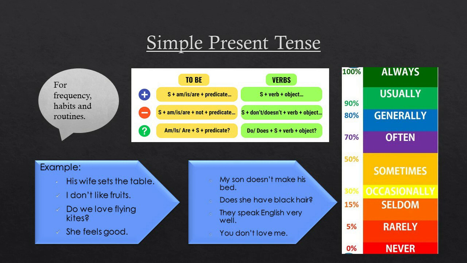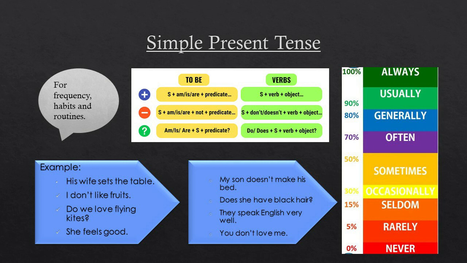Also, we have here examples for negative statements. You remember that when we are talking about negative statements for simple present, we use doesn't or don't, right? When we use doesn't, the auxiliary verb does is for he, she, and it. Later we write the verb in the base form. You don't have to add an s at the end of the verb. For example, here we have my son doesn't make his bed.